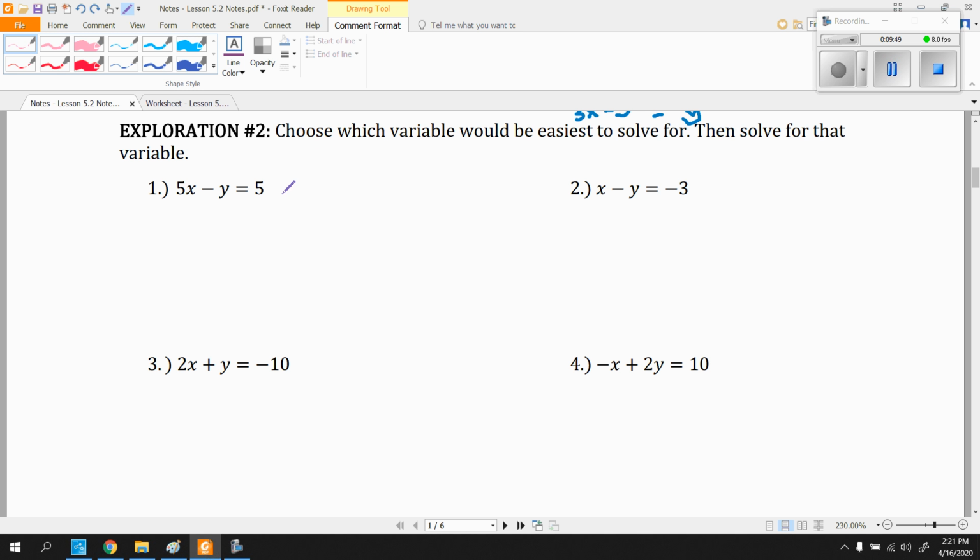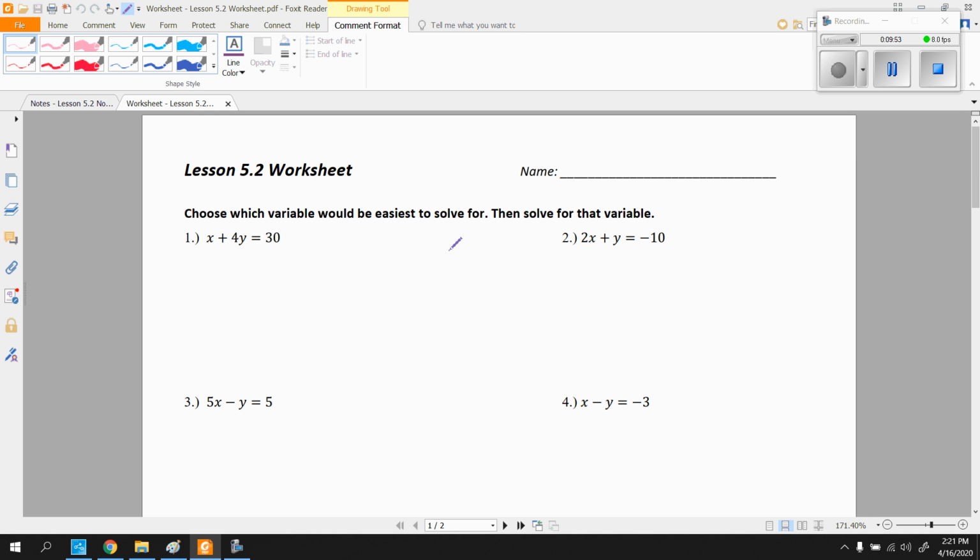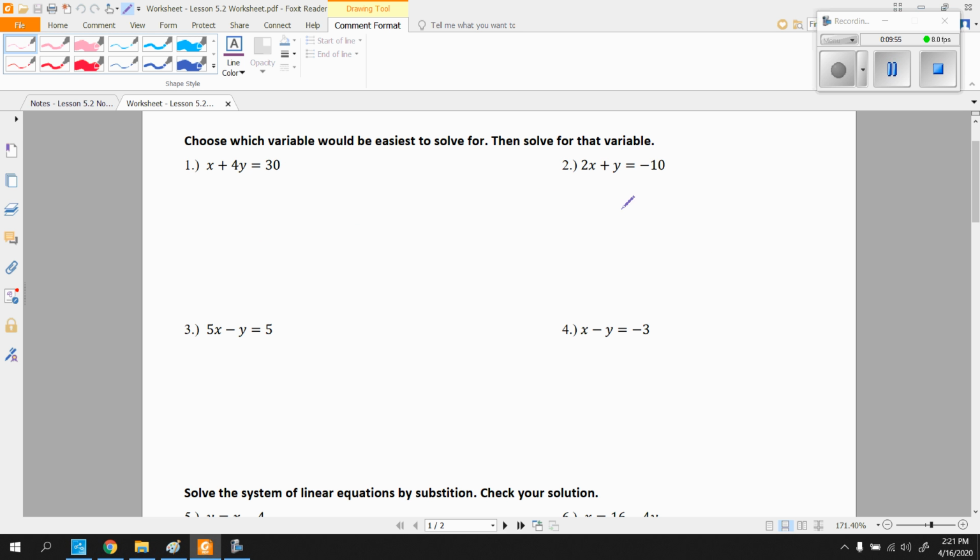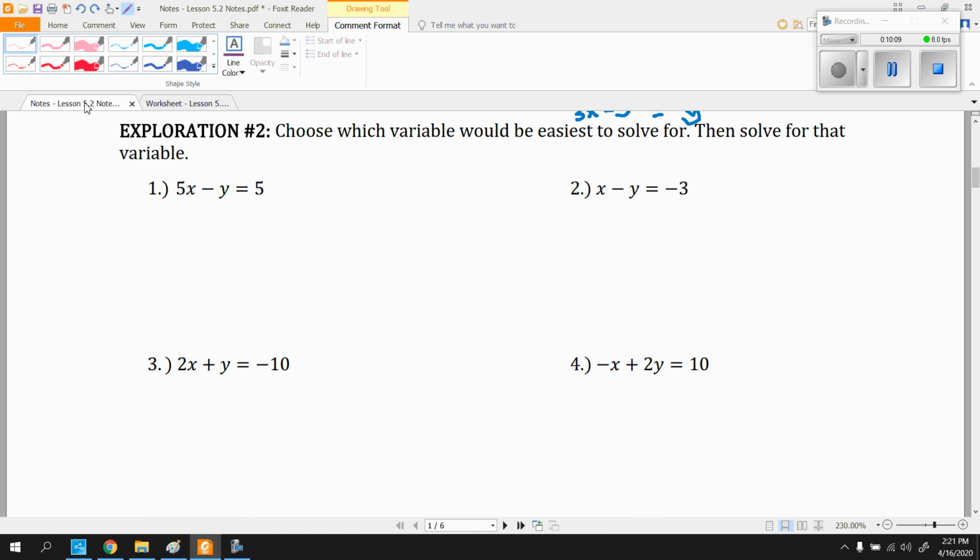And just as a heads up, so you can see where we're going with this, the first part of your homework will be just like this. Okay, where you're going to pick a variable, look at the directions, which are the same, choose which variable would be easiest to solve for, then solve for that variable. As far as how we're doing this, I'm just going to say off to the side here, I'm going to get the y by itself. That's all you kind of have to say. Let me know what you're doing. All right, I'm going to get the y by itself for this one.